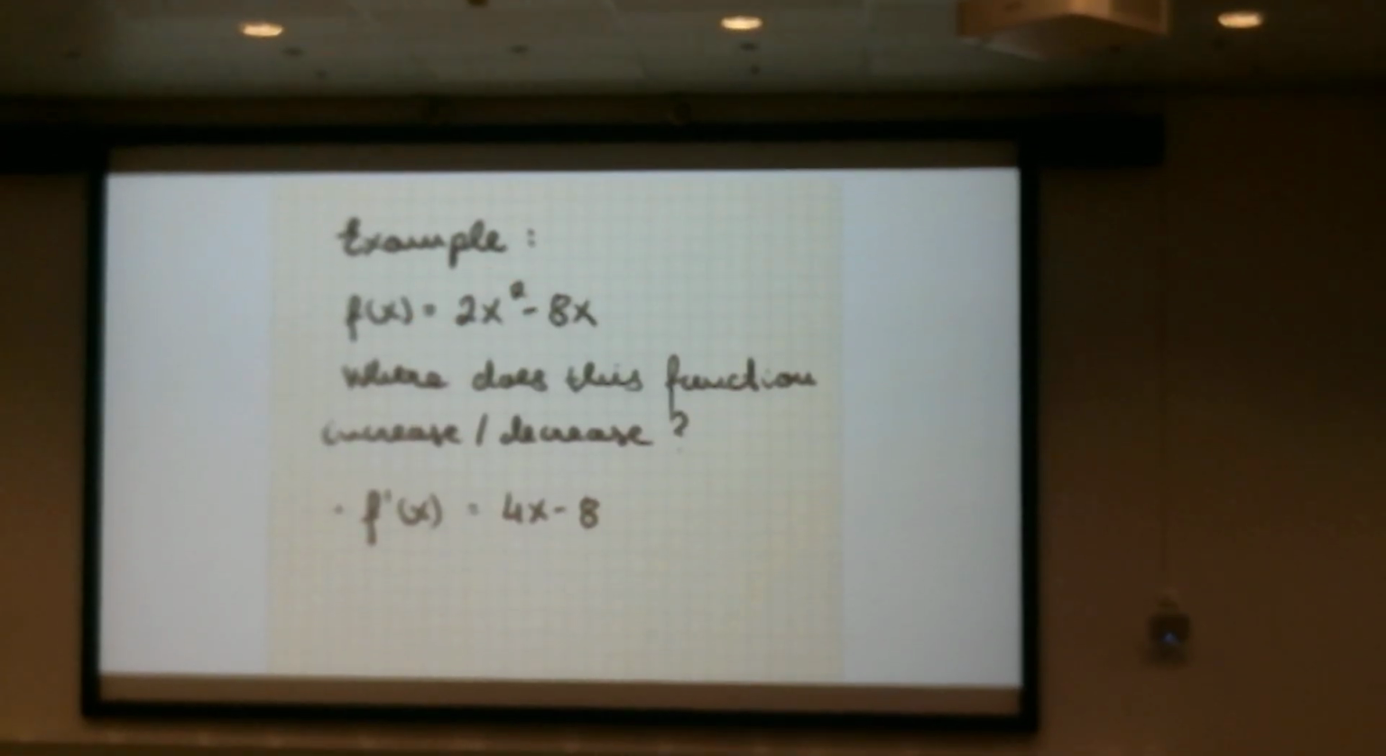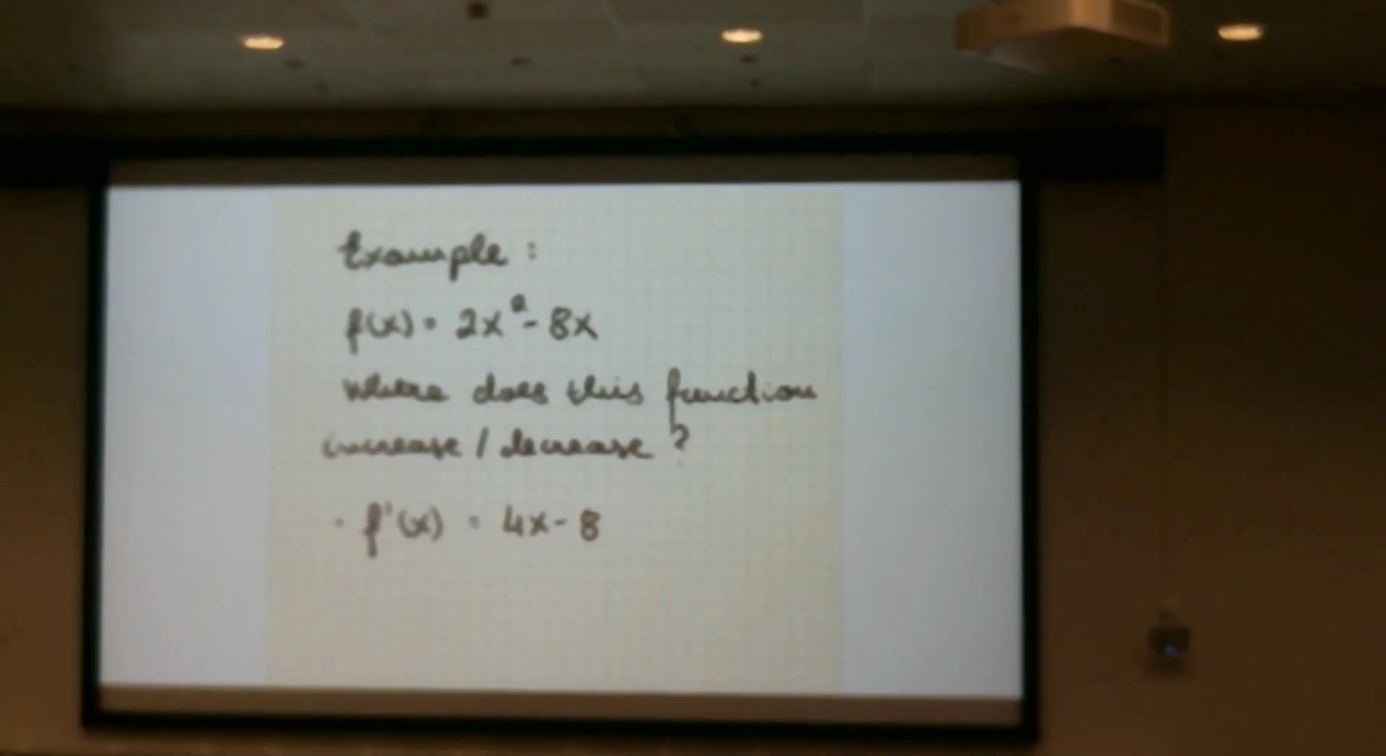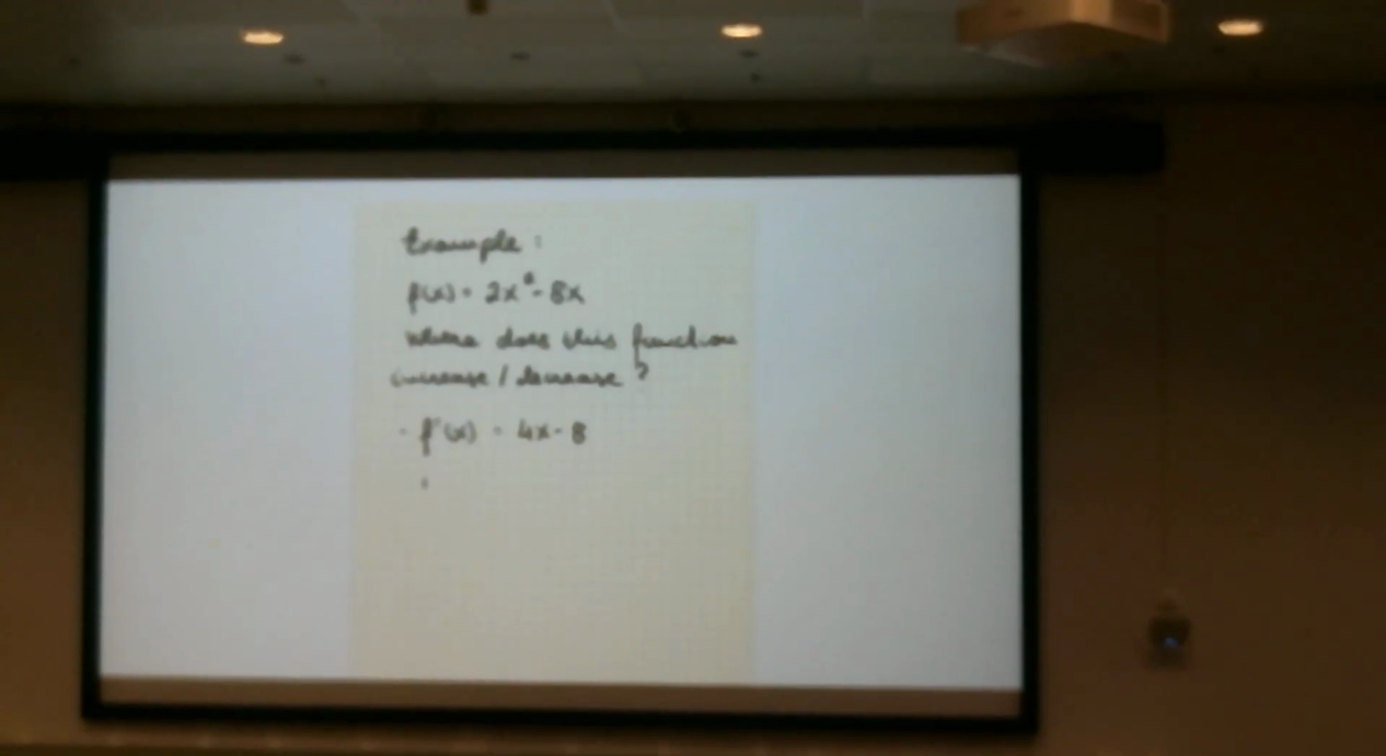So we take the derivative here, which is 2 times x, and the derivative of 8 times x is just 8. And I need to solve an inequality. So 4x minus 8 greater or equal to 0. So I need to solve for values of x for which this derivative is positive. That's a very simple inequality that we know how to tackle.